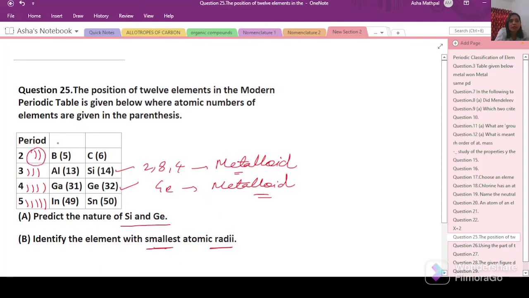But in period 2 we have B and C here. B and C belong to period 2, and in the same period, when we go from left to right, the atomic radii decrease, because of the increase in the total nuclear charge or the effective nuclear charge. So C will have the smallest radii. So the answer will be C here.